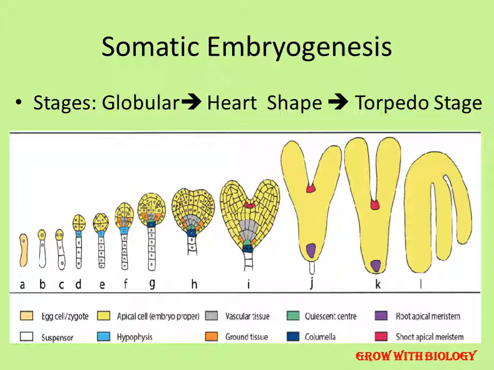Now when we talk about the stages or the development of an embryo, there are three main stages. First is globular, second is heart shape, and third is torpedo. In the diagram it is easily visible that initially it was a globular shape or a lump of mass, and then it converts to a heart shaped structure, and the last J, K and L represents the torpedo shape.